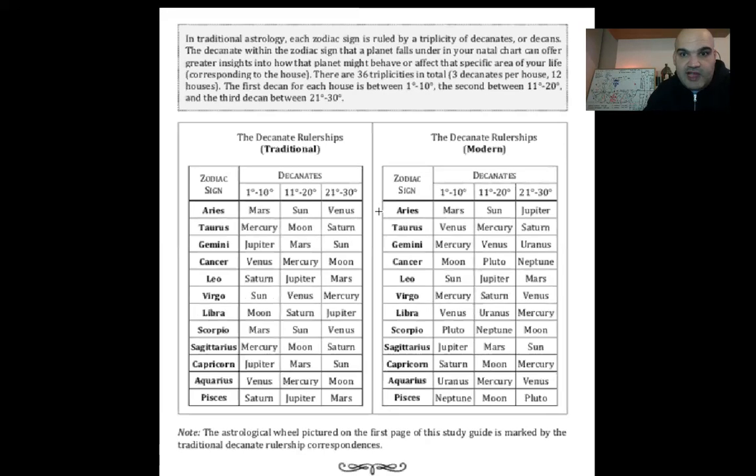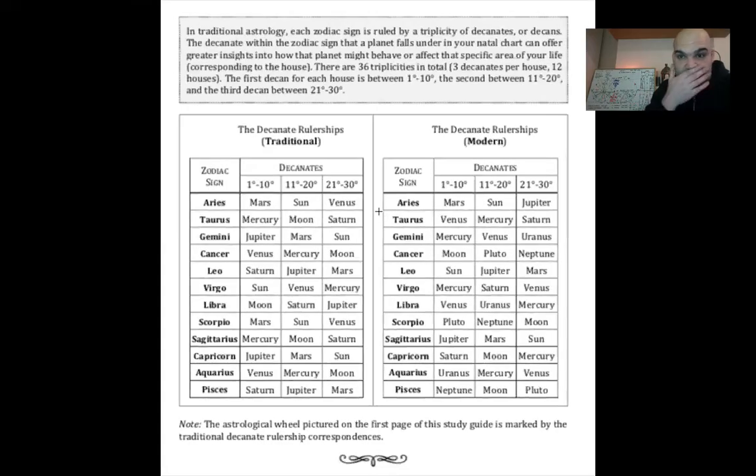Here we have it in table form, what I was just explaining. This is the Chaldean traditional system, and this is the triplicity modern system. As you can see, in the Chaldean system the three Aries decans are Mars, Sun, and Venus, but in the modern triplicity system, it's Mars, Sun, and Jupiter. I've explained that in the previous video. But personally, I just want to show you through this chart as well.